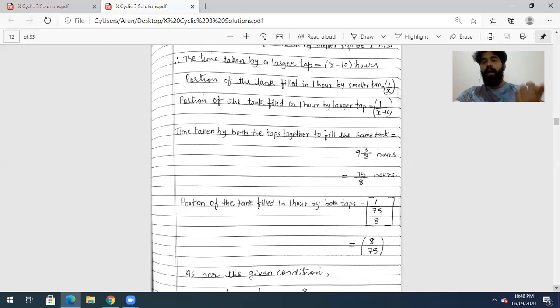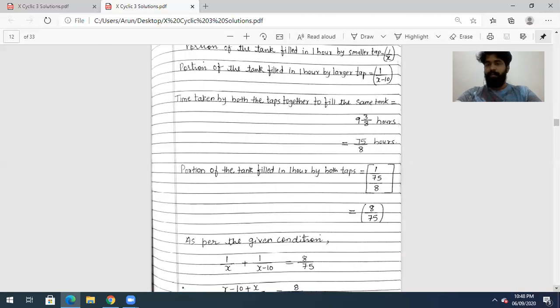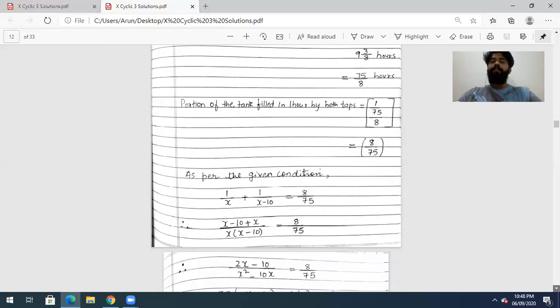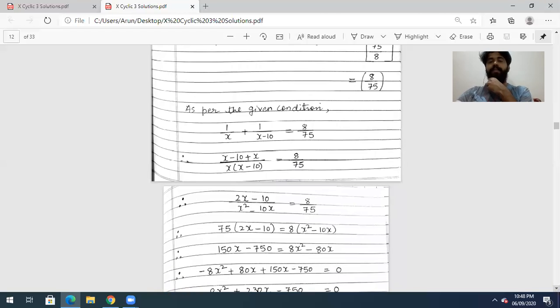Now we'll find the portion of the tank that the smaller tap can fill in 1 hour. So it would be 1 upon the total time it takes, that is 1 upon x. And the portion of the tank filled by the larger tap in 1 hour would be 1 upon x minus 10. Given that together they can fill the entire tank in 9 3/8 hours, that is 75 by 8 hours. Therefore, the portion of the tank filled in 1 hour by both the taps together would be 1 upon 75 by 8, which is 8 by 75. So now when the taps are opened together, in 1 hour they fill 8 by 75 part of the tank. So it implies 1 upon x plus 1 upon x minus 10 is equal to 8 by 75.